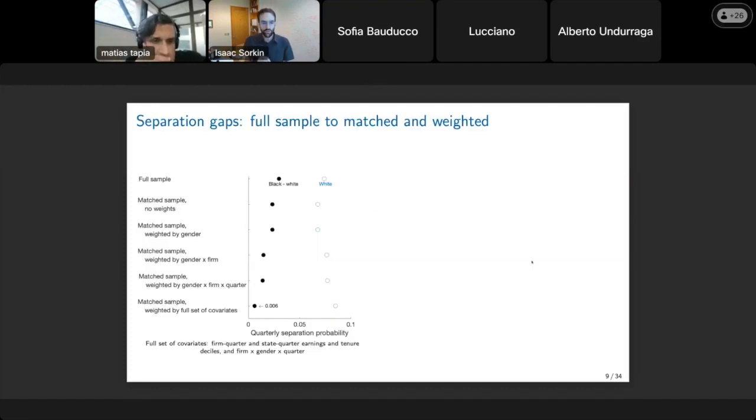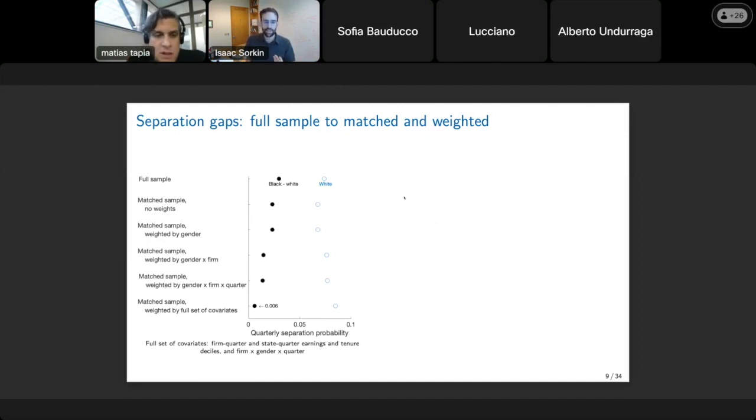What I'm showing you here is first the white quarterly separation probability, and then the black-white gap. To get to the black level, add together the black-white gap and the white level. This is in the full sample and then in the match sample, and then reweighting on a variety of characteristics.